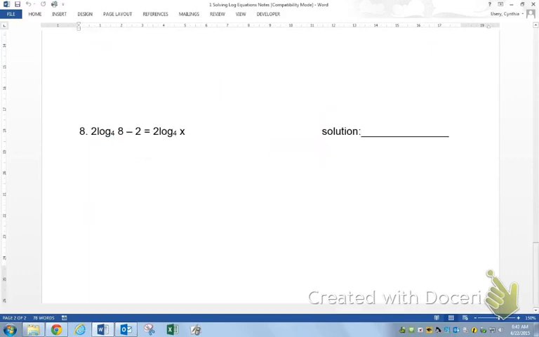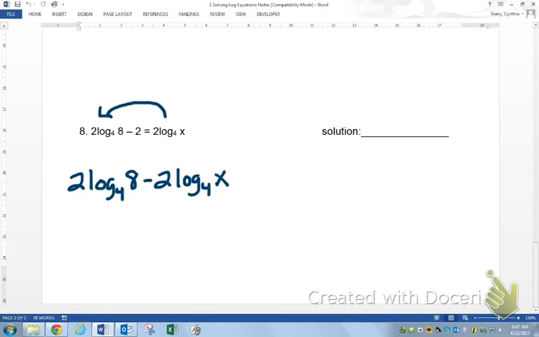All right, so number 8 is the last one. Again, I am going to move all my logs to the one side and all the other numbers to the other. So this log right here is going to move to this side, and it's going to become what on the other side? Negative is correct. So I'm going to have 2 log base 4 of 8 minus 2 log base 4 of x. And then I want to move that negative 2 to this side, so over on that side it's going to become positive 2. Now you notice that both of these logs have 2's in front of them.